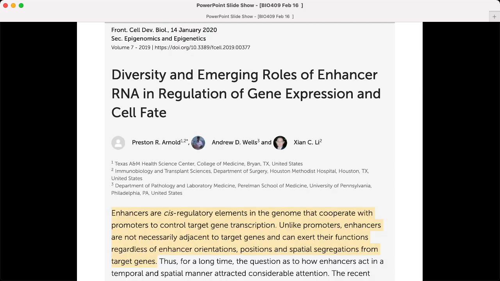Then another thing before we dive into it is that we're using good terms, right? People float around with these terms a little bit, but just look at this statement, and we're nodding to this. Enhancers are cis-regulatory elements in the genome that cooperate with promoters to control target gene transcription. Unlike promoters, enhancers are not necessarily adjacent to the target gene and can exert their functions regardless of enhancer orientation. You could turn it around, you could move it further, you could move it downstream, and spatial segregations from target genes.